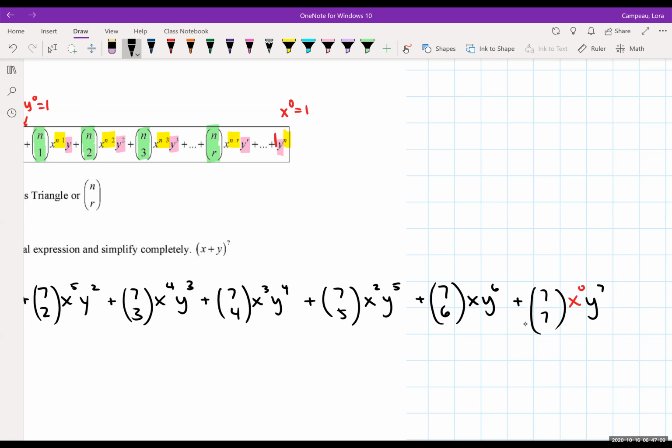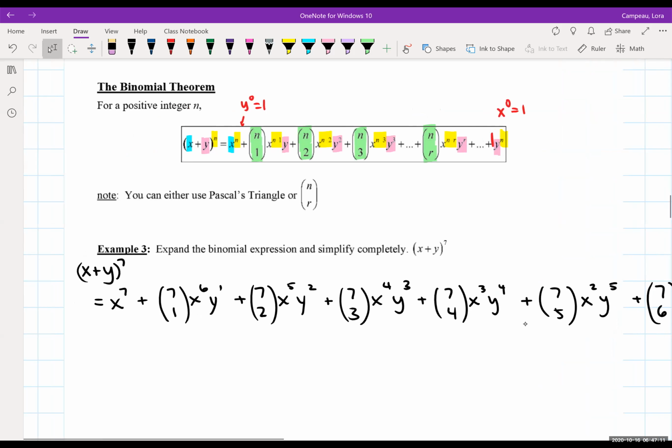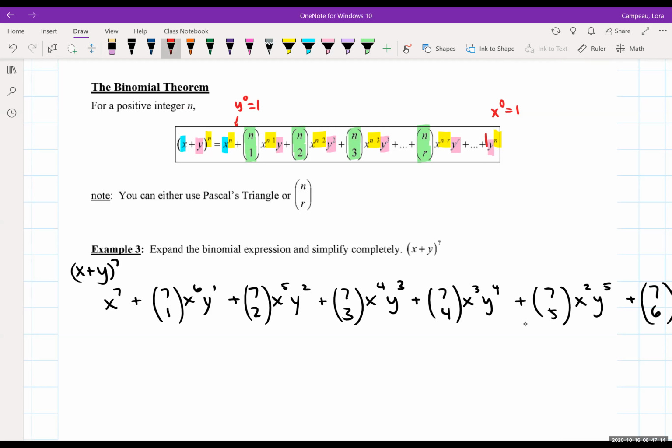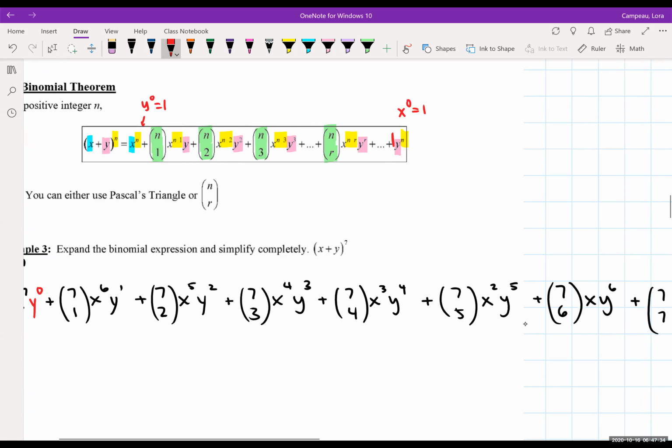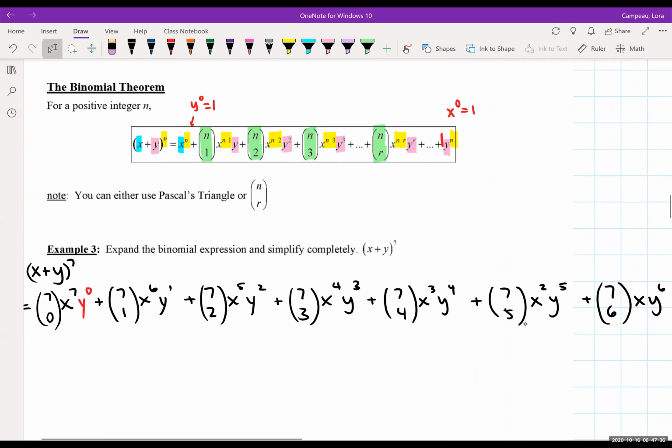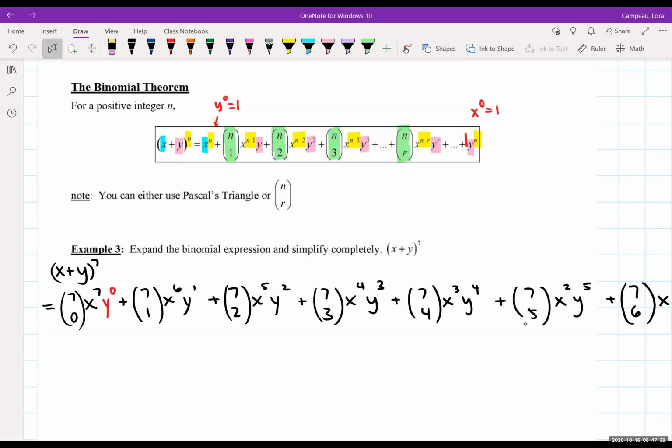And I don't think I mentioned it over here, but I will as well. At the very beginning, you technically do have 7 choose 0. Well, we already know that's going to be a 1. And then we don't really have a y term, but technically it is there. It's y to the 0. So that might help with some consistency if you're trying to remember. I don't really spend too much time trying to focus on memorizing the formula.